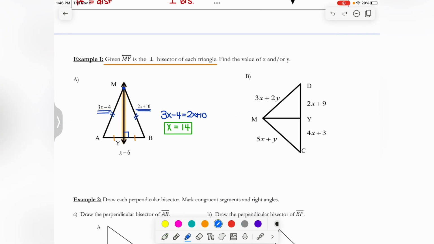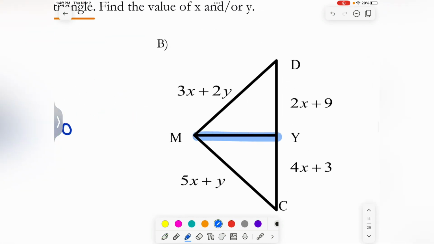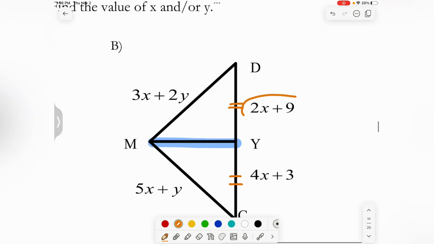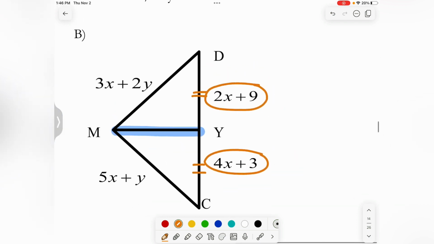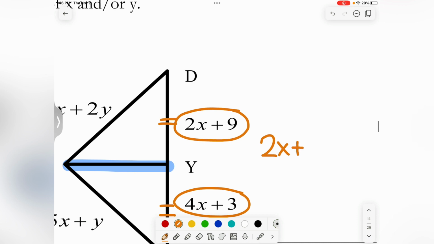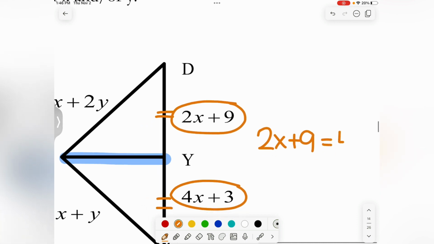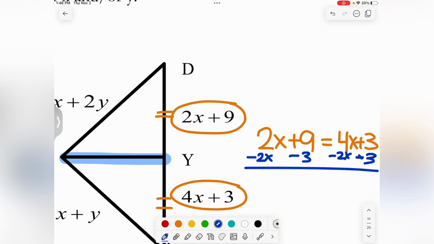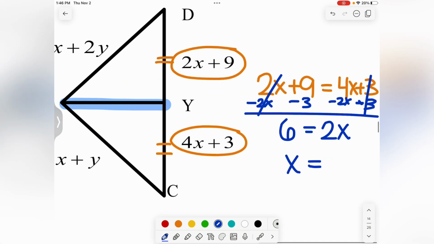Same thing here. This time, MY is the perpendicular bisector, so this segment DY is congruent to YC, meaning I can set these equal. So 2x plus 9 equals 4x plus 3. So let's see, I'm going to subtract this 3 over and move over the 2x, just kind of showing my work. So I get 9 minus 3 is 6 equals 2x, so x is 3.